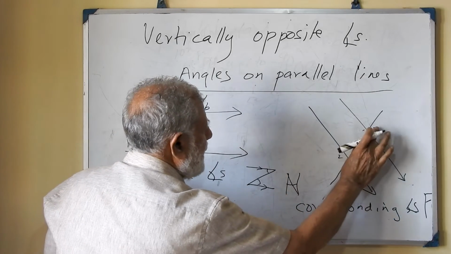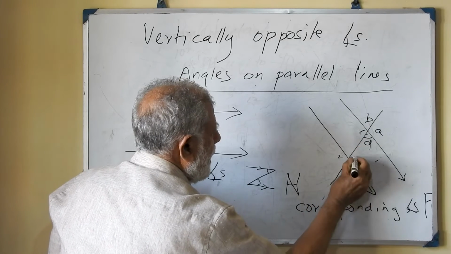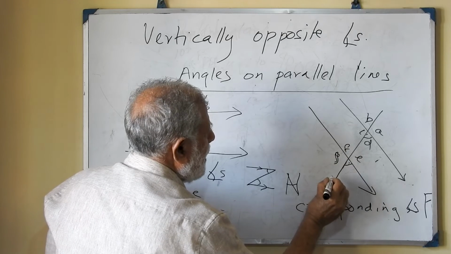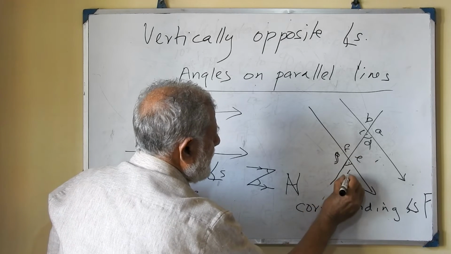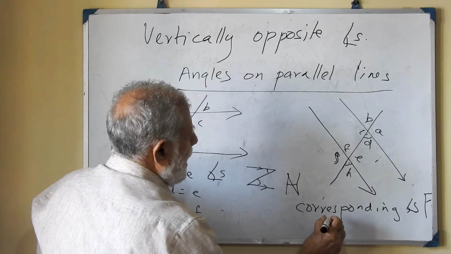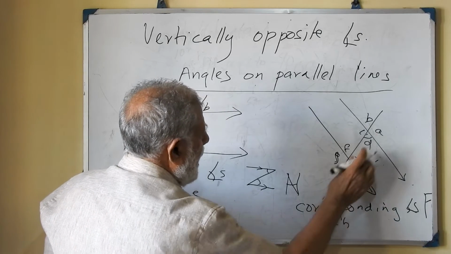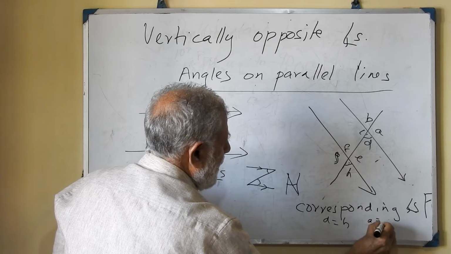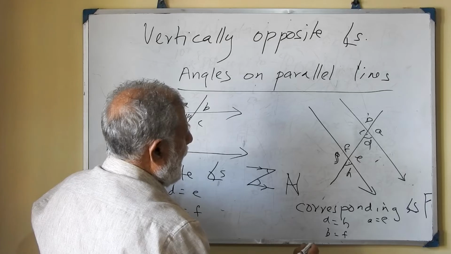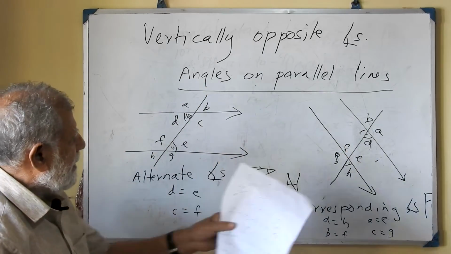How? If we write letters for this, A, B, C, D, E, F, G, H. Now, what are the corresponding angles here? One inside, one outside. There is D equals H, A equals E, B equals F, and C equals G. You can see all are coming as F, with the letter F.